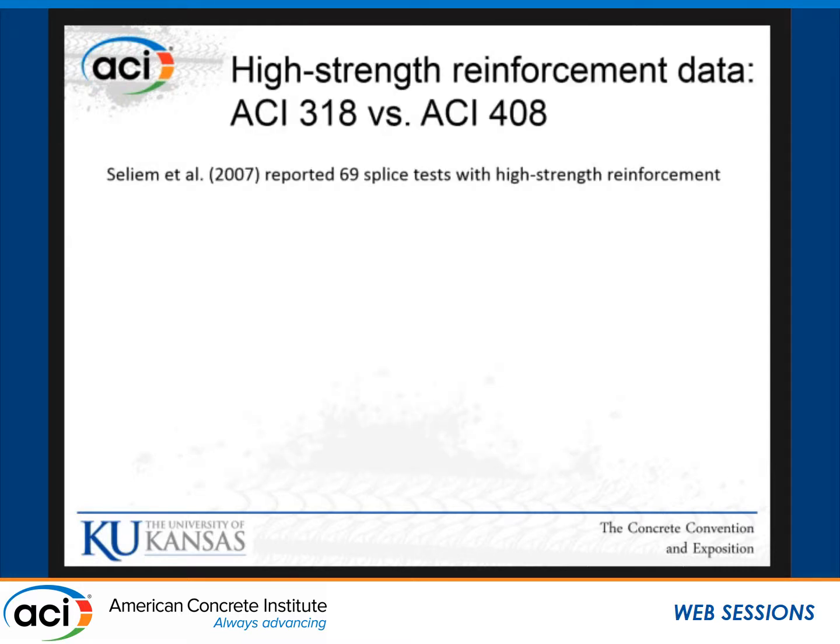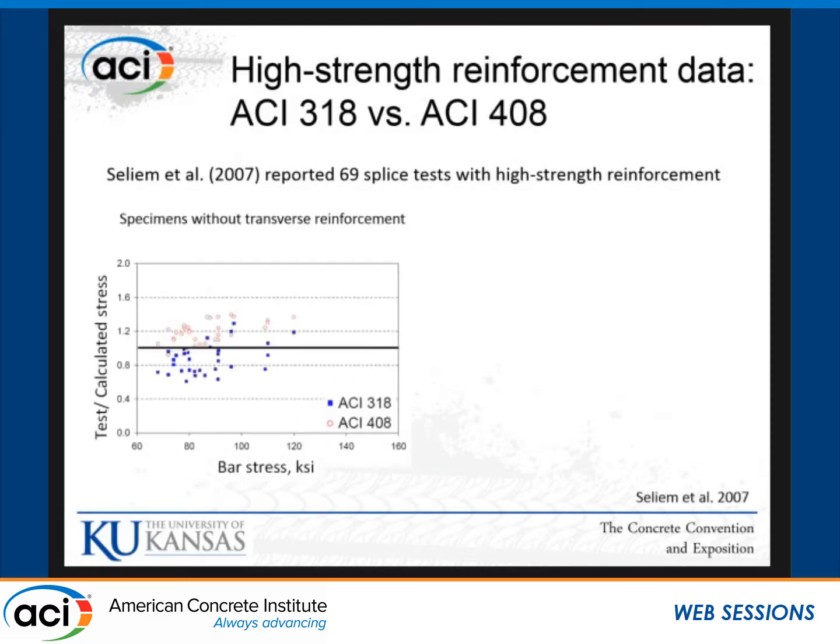Now, the most recent study for high-strength reinforcement data was reported by Sakurada et al. in 2007. He reported 69 splice tests with high-strength reinforcement. What they did is they compared the test data that they have with the current ACI 318 equation and the 408 equation. So this figure shows the test over calculated stress ratio on the y-axis and bar stress on the x-axis. The blue dots are showing ACI 318 and the red dots are showing ACI 408, or the ratios calculated using that equation.